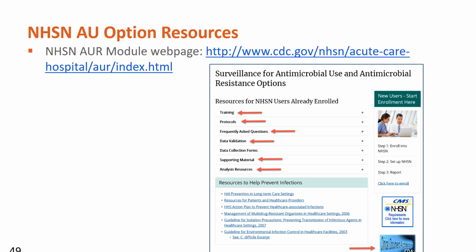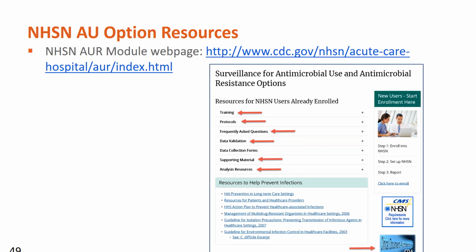The protocol link is very important. That just contains the list of, for example, all 91 of our drugs that we collect, all the different drugs in the SAR categories. So take a look at that protocol. The frequently asked questions, we have them available for AU as well as AR, so that's helpful. We try to include questions there that we get a lot through our NHSN mailbox from users.